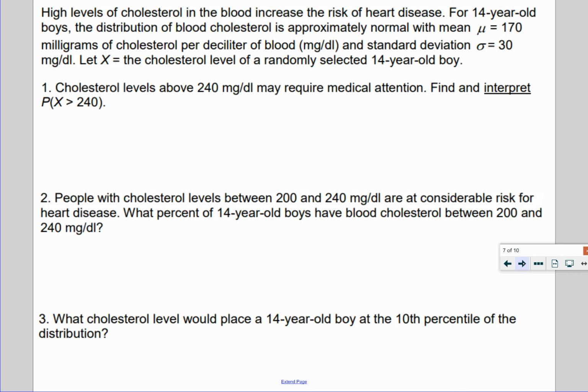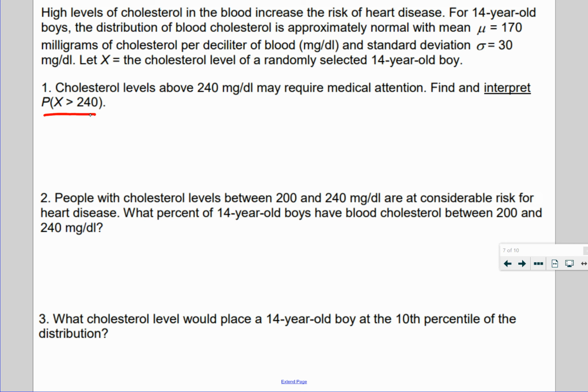Okay, first question. Cholesterol levels above 240 require medical attention. We're going to find and interpret this. So the probability that X is greater than 240. This is not new to this section. This is a review question. If we're finding a probability, we have an X. The next step is to find the Z. The Z gives us the probability. Remember that procedure, right? X to Z to the probability, or we can work backwards: probability to Z to X. We can go either way.